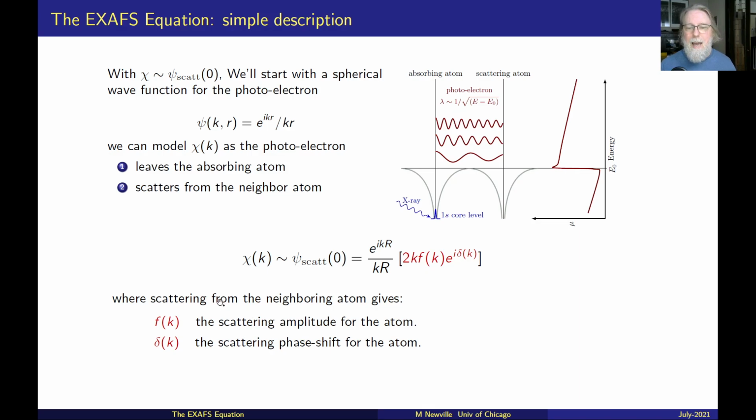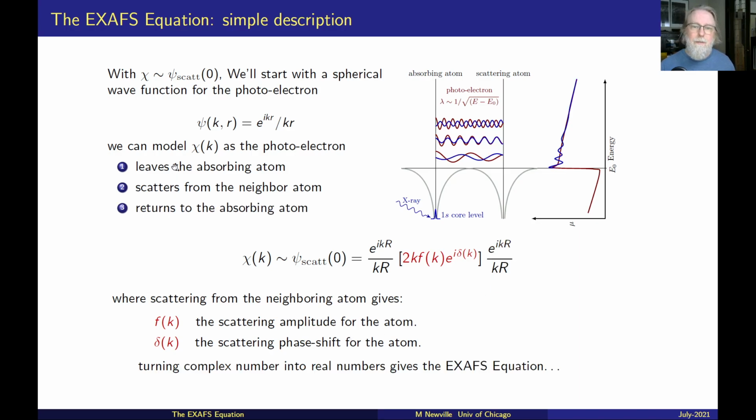But the scattering of the neighboring atom has both an amplitude and a phase shift. So this is going to be complex in the sense of having real and imaginary components. There's going to be a phase shift of the photoelectron that goes through all of that electron density of the neighboring atom, and there'll be an amplitude of whether it scatters or not. And then it returns home. So the photoelectron goes out, scatters, and returns home. And so it's e to the ikR, e over kR, e to the ikR over R, and then these terms for the scattering of the neighboring atom.